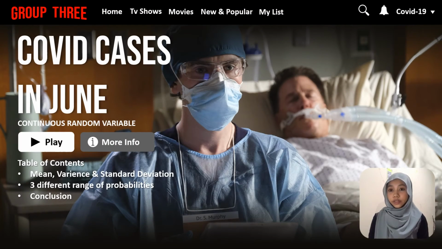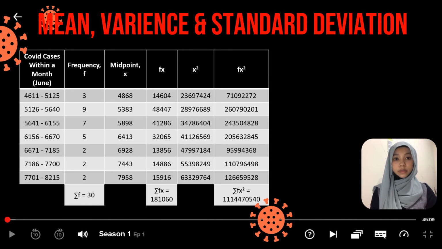For our continuous random variable, the event that we chose is the COVID cases in June. To obtain these three values, which are the mean, the variance, and the standard deviation, we made a frequency table according to the COVID cases that we managed to obtain from one of the Kementerian Kesihatan Malaysia official social media platforms. Then, we used the formula to calculate the mean, the variance, and the standard deviation.